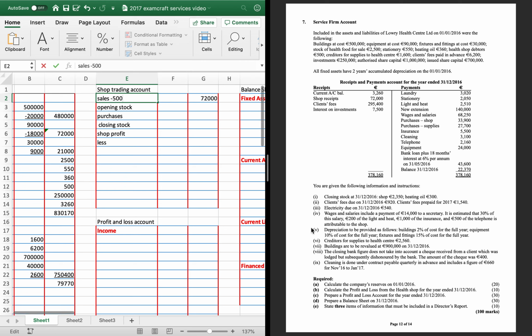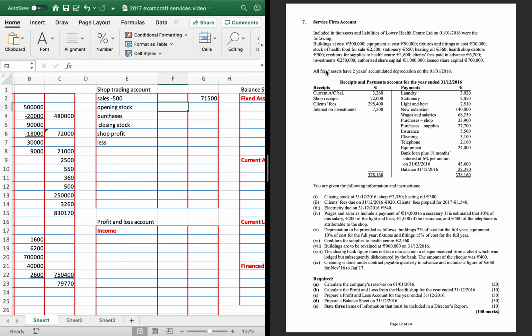And I would say straight away, go down and check if there's debtors for the shop at the end of the year, because there might well be. If they're going to put debtors at the start, they might well put debtors at the end. Oh, I haven't seen this question, so I don't know. I can't see debtors, so we're just going to take away that 500. So we got 71,500.